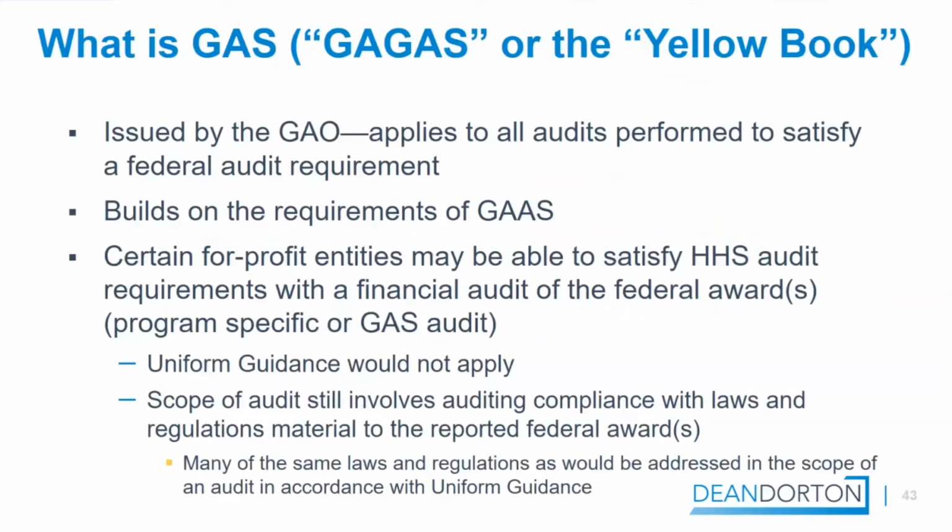So government auditing standards are issued by the GAO. They apply to all audits performed to satisfy a federal audit requirement. It builds on generally accepted auditing standards. Certain for-profit entities may be able to satisfy the HHS audit requirement with a financial audit of the federal award, which is a program-specific audit where the uniform guidance wouldn't apply, but government auditing standards would apply. The audit steps are likely going to be the same. They just may cost a little less for some of the compliance requirements we'll have to follow.